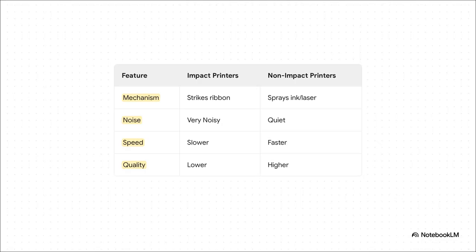And here's another common comparison you'll see, impact versus non-impact printers. The key word here is impact. An impact printer, like an old dot matrix, actually hits an ink ribbon to make a mark on the paper. That's why they're so loud and pretty slow. Non-impact printers, like the inkjet or laser printers we use today, are the opposite. They spray ink or use heat so they don't have to physically touch the paper. This makes them way quieter and faster. Just remember, impact means it touches the paper.